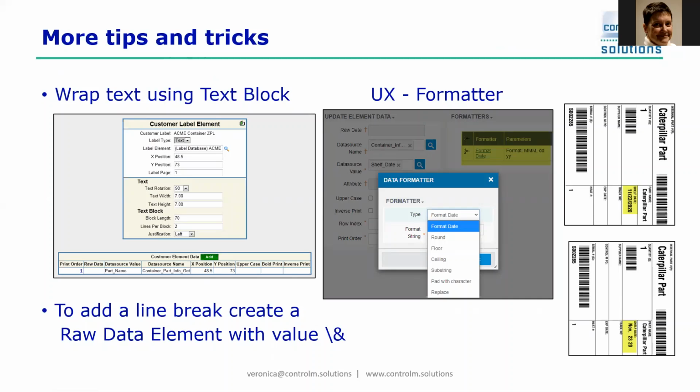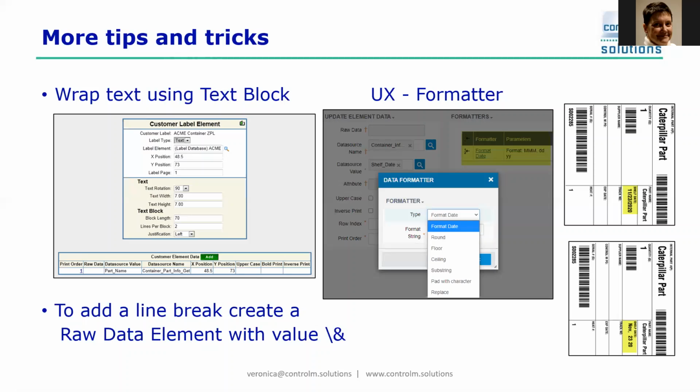Available for text elements only, the block length field defines how long the line should be before it breaks, say 70 millimeters, remembering that our label is laid out in millimeters. Lines per block field define the maximum number of lines the text should be wrapped within the block. So if a block length is defined, but no lines per block is defined, it defaults to 4. In other words, it's going to end up with 4 lines within the size of the block. The only way to know a block length has been set is to edit the customer label element.